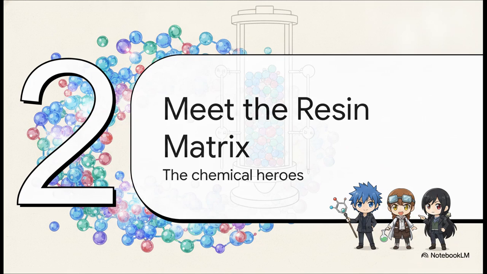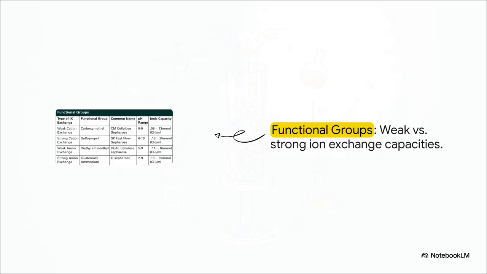Moving along to Section 2, meet the resin matrix, the chemical heroes of our story. Now, what's really interesting here is how we categorize these resins based on their functional groups. The resin is essentially a column packed with tiny, insoluble beads that have either weak or strong exchange capacities. But here is the crucial part. Strong and weak actually don't refer to how tightly they bind. It's about how well they maintain their charge across different pH levels.